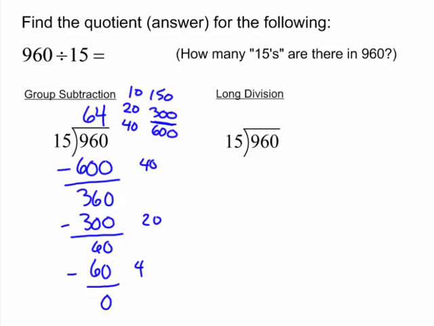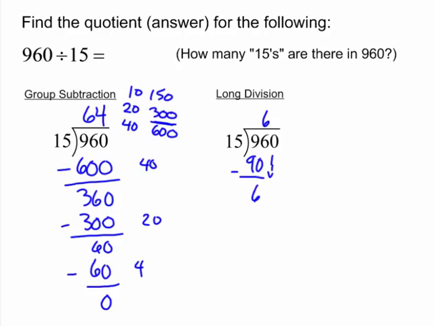From the long division approach, again, the language is a little different. How many 15s fit inside a 9? Well, none. How many 15s fit inside a 96? Okay, now we can start to actually figure this out. So we've got 6 groups of 15 fit inside 96, and that's a total of 90. And I have 6 left over.